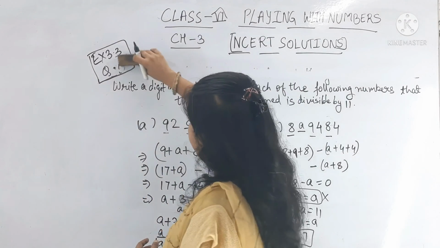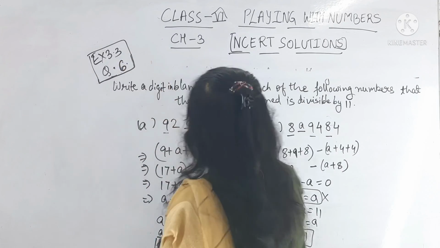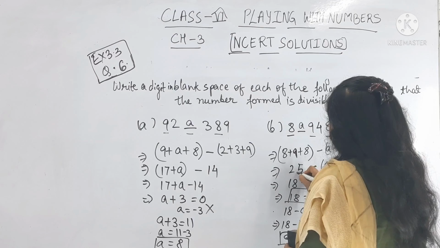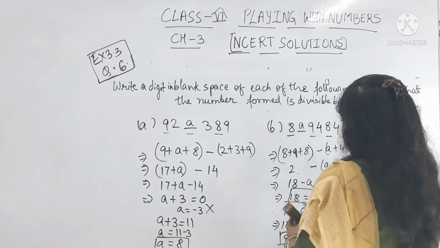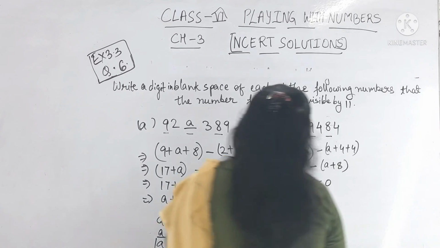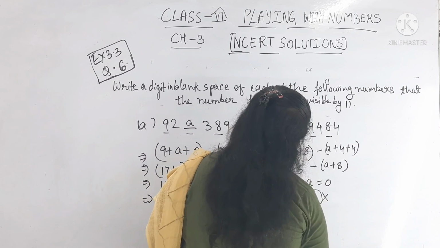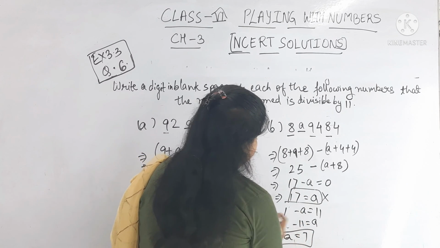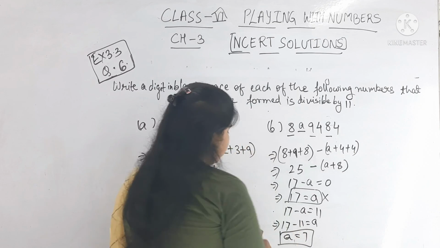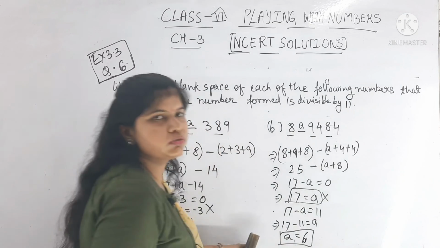One mistake I had done. This is the question number 6. Sorry for that. This is 25. So I will get here 25 minus 8, 17. 17 minus 11 is 6. So I am getting A equal to 6 here.